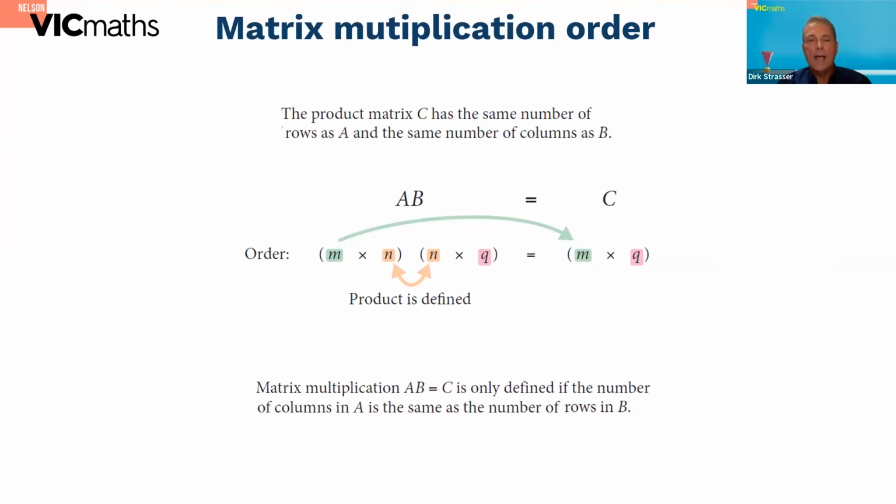And also, if you look at the answer C, the number of rows of the first matrix becomes the number of rows of the answer, and the number of columns of the second matrix becomes the number of columns in the answer. So that diagram summarizes what happens between the matrices when they're multiplied together.